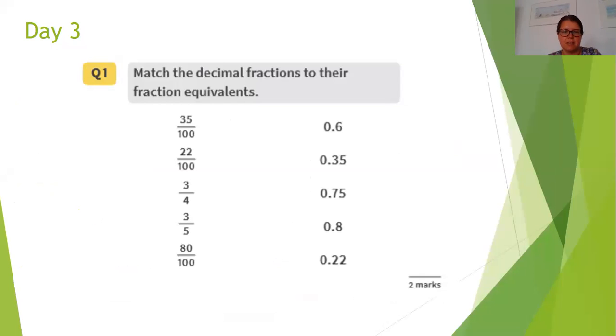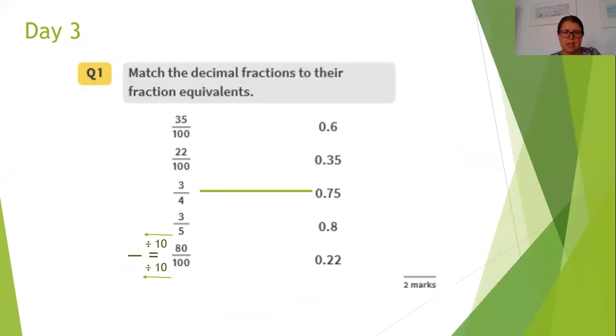Hopefully, we're all getting used to now looking for ones that we know, and we should hopefully spot there that we've got 3/4, which is 0.75. I'm looking now for tenths. I can see some tenths down the right hand side. Looking down the left hand side, what can I convert into tenths? There we go. 80 hundredths. If I divide the numerator and the denominator by 10, I should end up with 8 tenths. And I could simplify that further to 4/5, but I don't need to, because on the right hand side I can match that with 8 tenths, because there's an 8 in the tenths column.